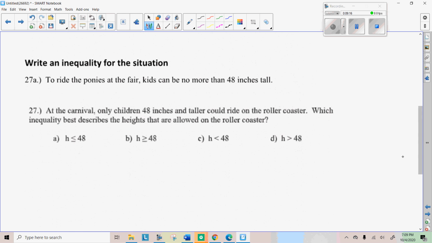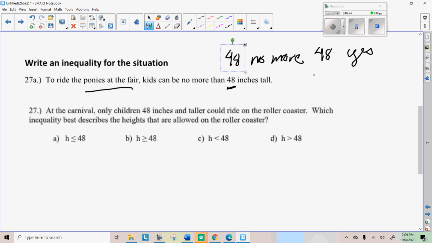Okay, on 27 it says write an inequality for the situation. So I'll do the first one, and then you can go ahead and do the second one. To ride the ponies at the fair, kids can be no more than 48 inches tall. First thing I want to decide is, is 48 included? Is 48 no more? So just talk to yourself here. Is 48 no more than 48? Yes, it is. So that means we're going to have an equal sign in it.